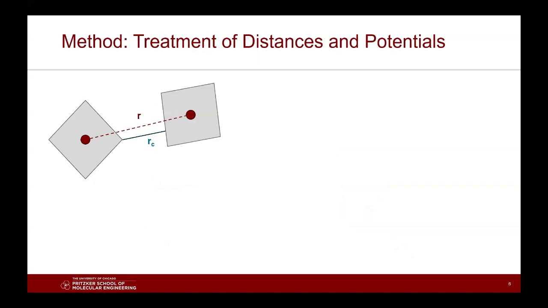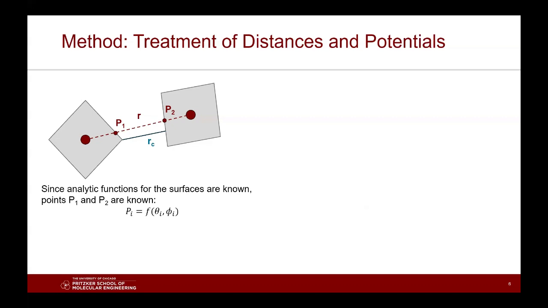And now, like I said, we'll need to treat the distances between particles more explicitly compared to isotropic particle simulations. And we'll have two distances between any two given particles. One will be the center to center distance, and we'll use r to denote that, as well as the closest distance between any two particles, and that will be r subscript c.